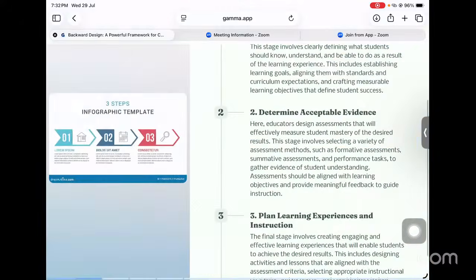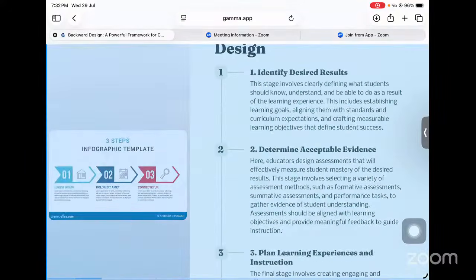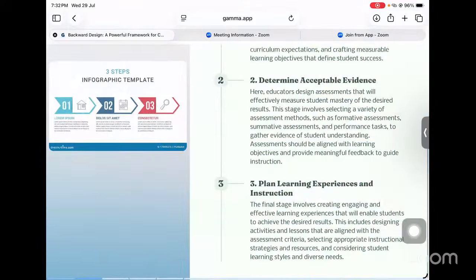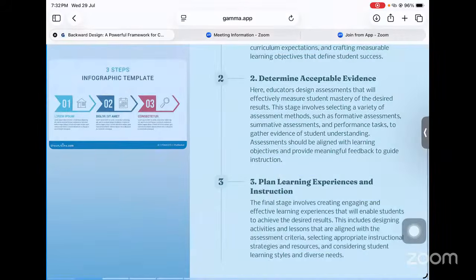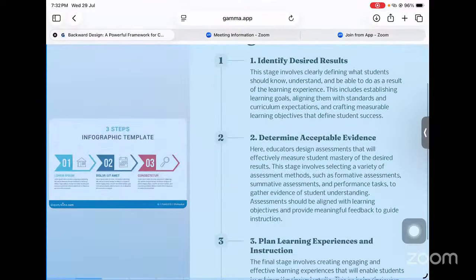So this is it. Three things. First, know your learning objectives, learning outcomes, content. Then go to what the assessments will be. How will students show that they have learned whatever you're trying to teach? And then you put all your activities and learning experiences in place. So these are the main steps that you follow for backward design.